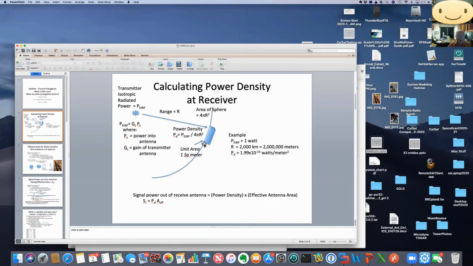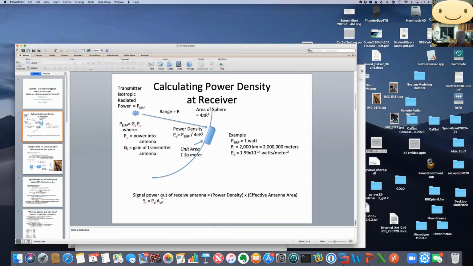As an example, if you have 1 watt transmitted, your typical range might be 2,000 kilometers out towards the horizon. When you run the calculation, you get a power density at the receiver of something close to 1.99 times 10 to the minus 14th watts per square meter. So that's pretty obvious stuff, I guess. You saw that in physics, probably in high school, where you had a candle and calculated how much light the candle is casting on this area.